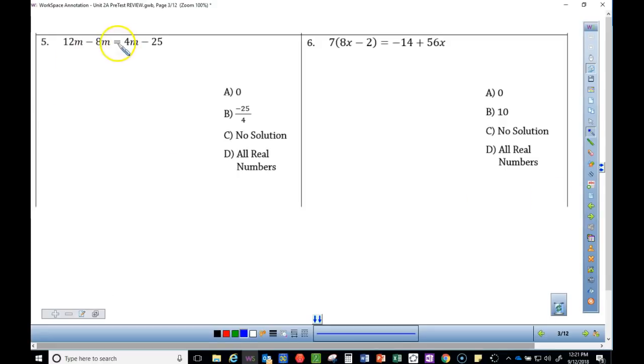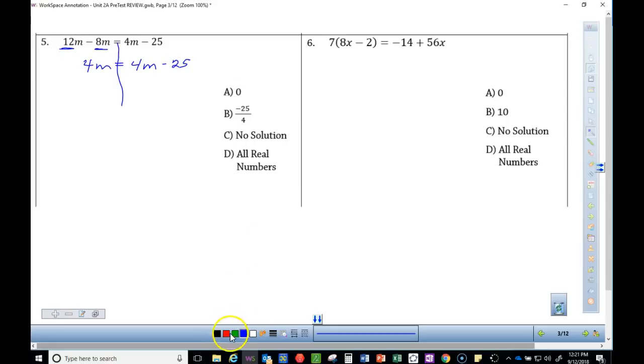Alright, now we've got variables on both sides. So before I start moving any constants, I'll always make sure my variable's on one side. What I notice is that I have some like terms here. And they're on the same side, so I don't do opposites. I just do what they say. 12 minus 8 will give me 4m. And then I've got 4m minus 25 over here.